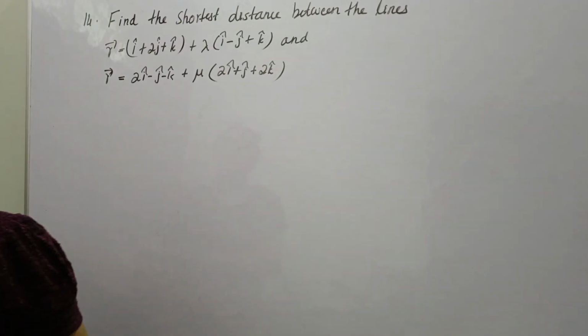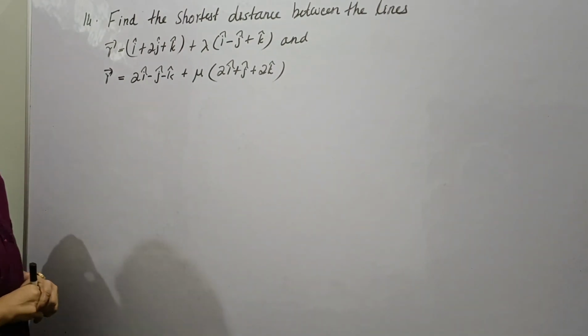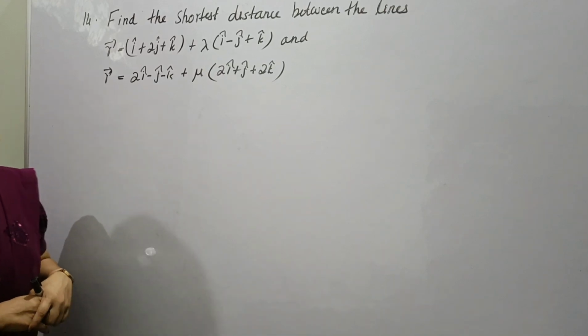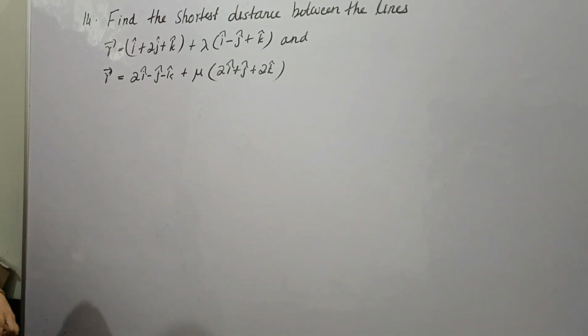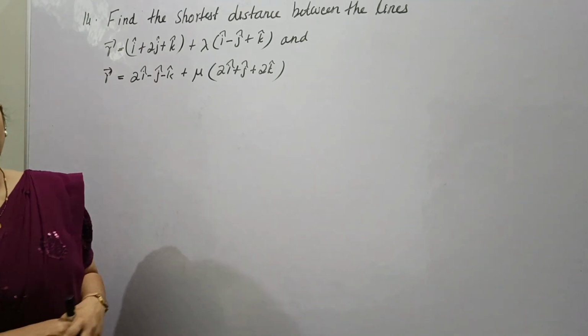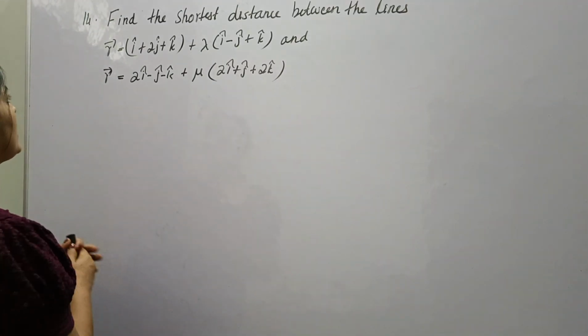Next question. Find the shortest distance between the lines vector r is equal to i + 2j + k + lambda into (i - j + k) and vector r is equal to 2i - j - k + mu into (2i + j + 2k). Okay, here equations of two lines are given.